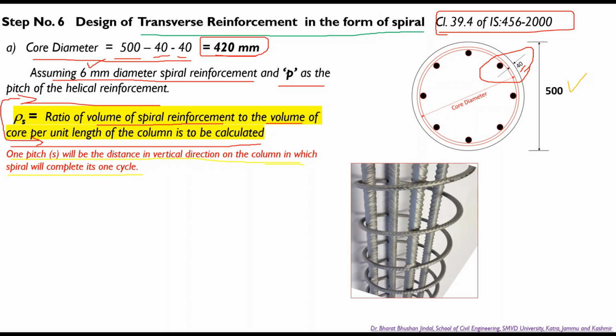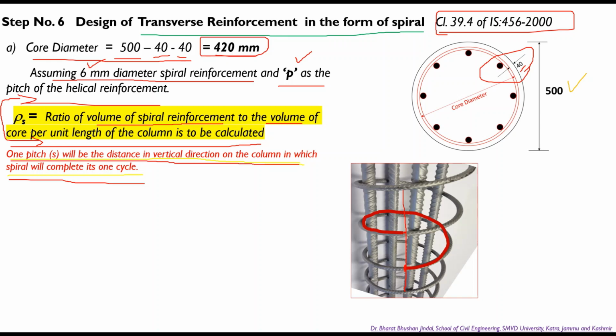To understand it more clearly, you can see here these are the bars, and these bars are surrounded by a helix, that is a continuous form of a helix. So what will be the pitch? First of all, we have to understand what the pitch is. Here you can easily understand that I have started from this point, say the center of the column, and here one ring of the spiral will start and ultimately it reaches here. That means it is completing one circle, in the form of a helix. If it was not a helix, then it would have formed a circle. So we have to consider that one pitch will be the distance in the vertical direction in the column in which the spiral will complete one cycle.